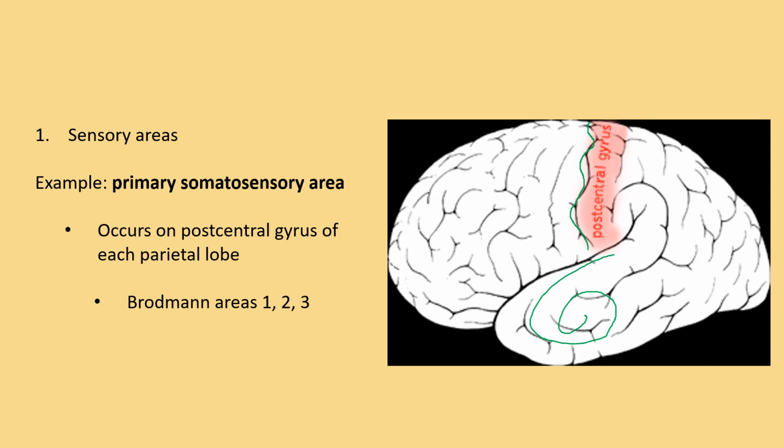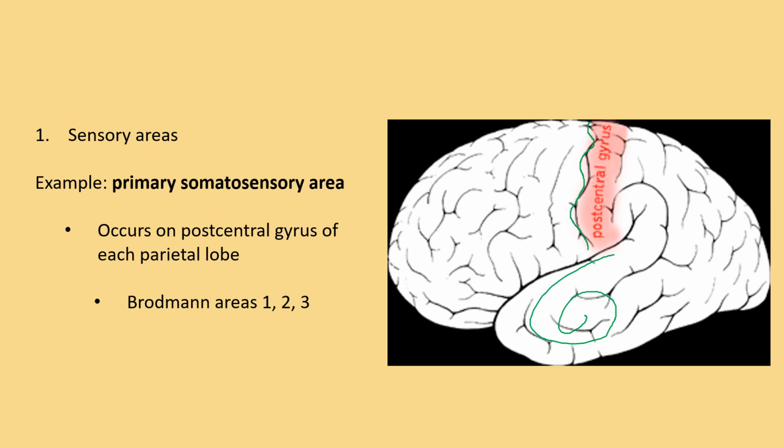And so this central sulcus separates two gyri. A gyrus is a ridge, and the post-central gyrus that's highlighted in pink here, because it's after the central sulcus, we call it the post-central gyrus. And where after really means posterior. It's posterior to the central sulcus. That post-central gyrus is where we find the primary somatosensory area, and it incorporates Brodmann areas 1, 2, and 3.